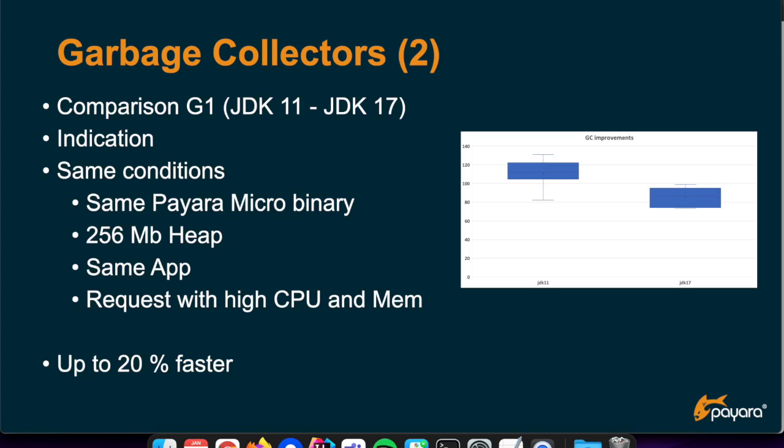So I made a comparison where I used the same binary again. So it was not optimized for JDK 11 or 17. I only assigned a very small heap size, 256 megabyte, and it is running the same application in both situations, which uses a lot of CPU and memory. If I run that on JDK 11 and 17 and compare the results, then you can see on the right that the graphs indicate that on JDK 11 the execution was around 110 on average, and with JDK 17 it was around 90.